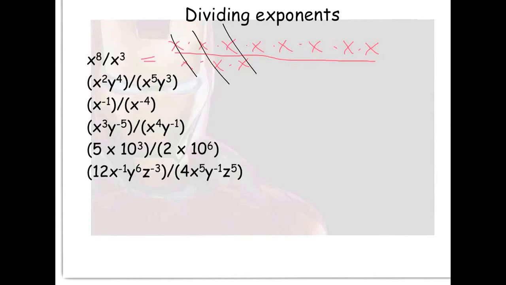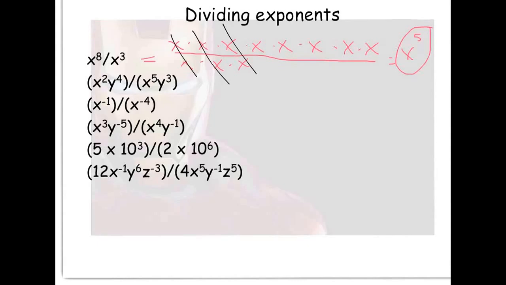So because the 3 x's in the numerator and denominator cancel each other out, what are we left with? We are left with 1, 2, 3, 4, 5 x's. If I were to write that, it's not 5x, it's x to the 5th power because we are multiplying it 5 times. So here's our final answer, x to the 5th.